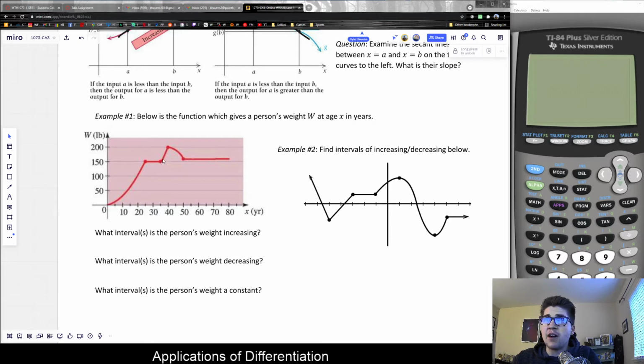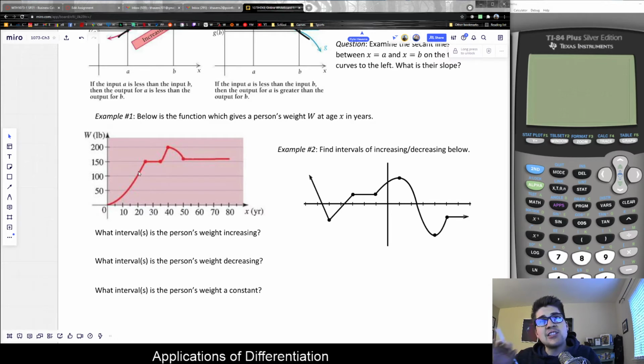Then when they hit 35, they gain a bunch of weight. Very common for people to gain weight in their 30s or 40s. And then at some point they realize, okay, I'm heavier than I want to be, and they lose weight. They appear to be roughly 160 pounds until 80 years, which who knows, do they die? I don't know. The graph doesn't tell us, not to be morbid, but using the information we have, we can see it's increasing for this first interval.